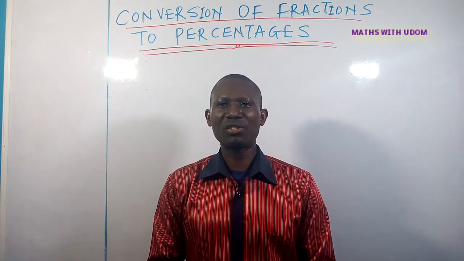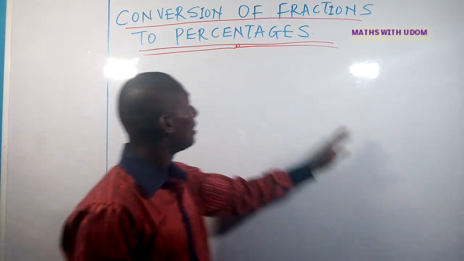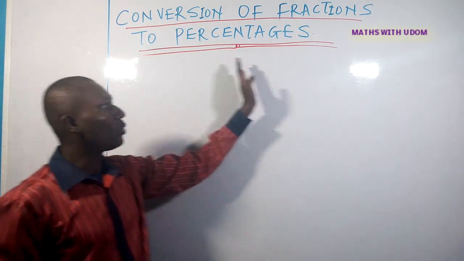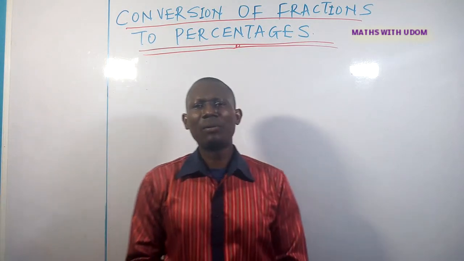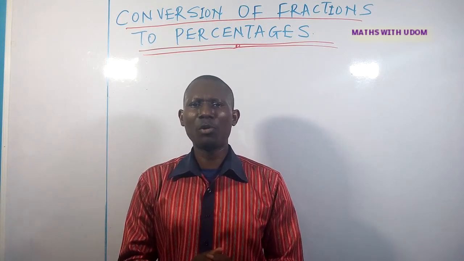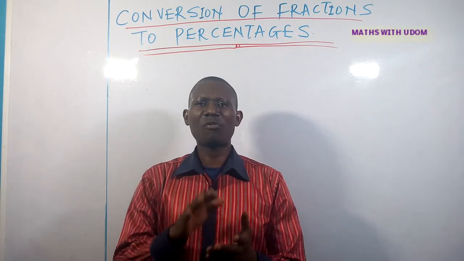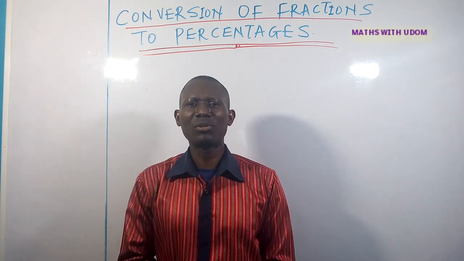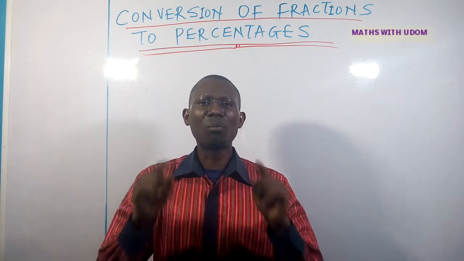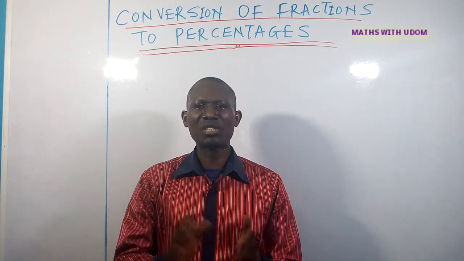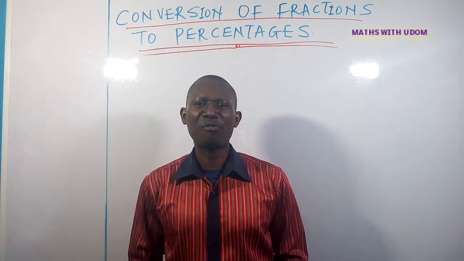Conversion of fractions to percentages. As you can see on the board, conversion of fractions to percentages. Now, there is a hint or a rule to follow in order to convert a fraction to a percentage. And what is that rule? The simple rule is to multiply that fraction by 100 and then we simplify to get our final result.